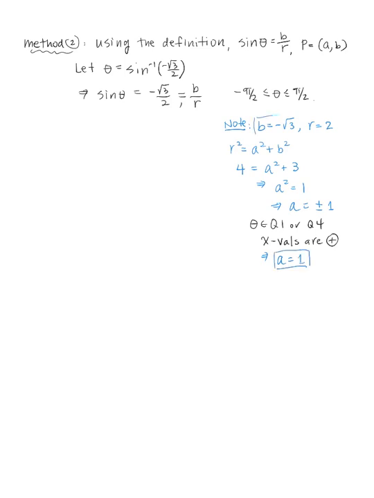Okay, so we have a, b, and r now. So now our point P, which is denoted by a comma b, is going to be either 1 comma negative square root of 3, or it can be 1 comma square root of 3. But we already know that theta is going to lie in quadrant 4. So in quad 4, x is positive, y is negative, so we should be looking at this point right here. But anyway, let me draw a picture. Picture always helps me.